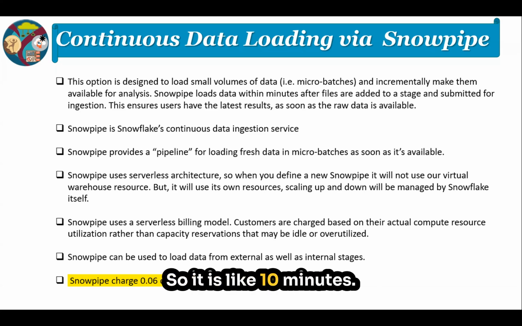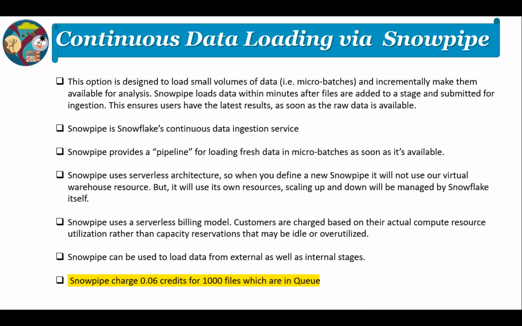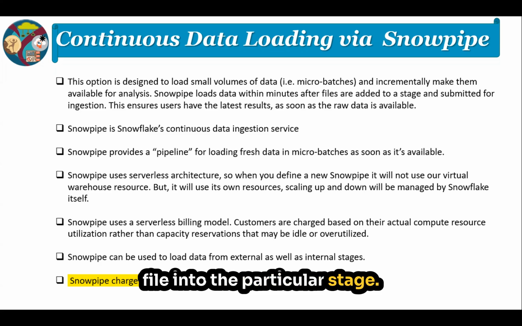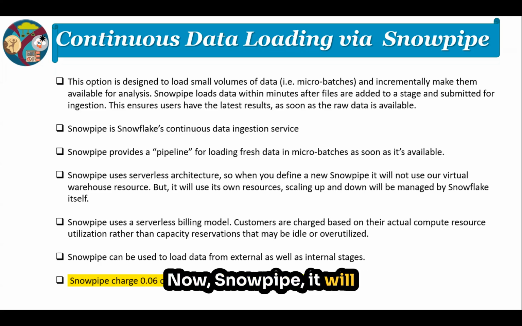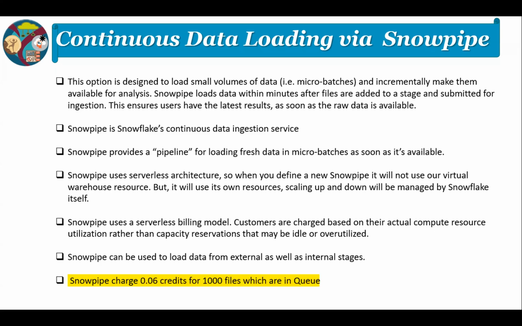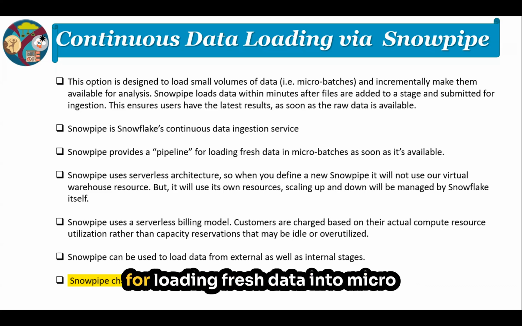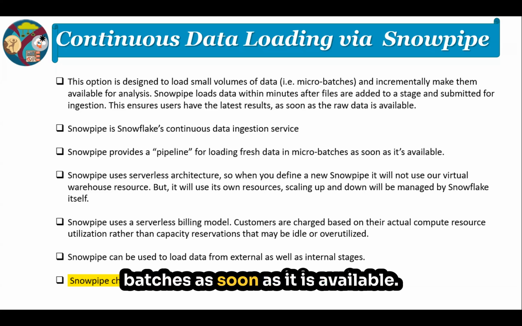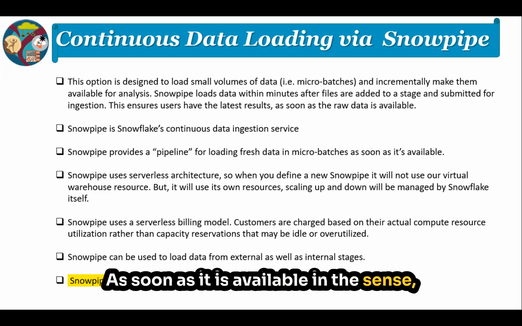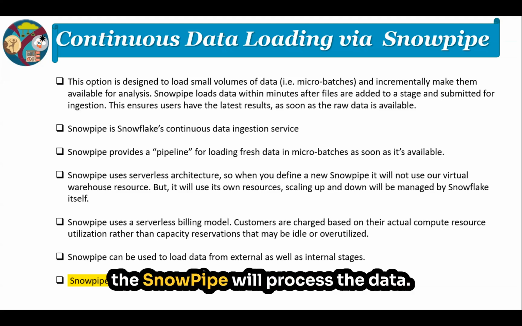So it's like every 5 minutes or every 10 minutes, you are going to upload a file into the particular stage. Now Snowpipe will automatically process the data into the Snowflake table. And that is the third point. Snowpipe provides a pipeline for loading fresh data in micro batches as soon as it is available. As soon as it is available, in the sense, as soon as the file arrives in that particular stage, the Snowpipe will automatically process the data.